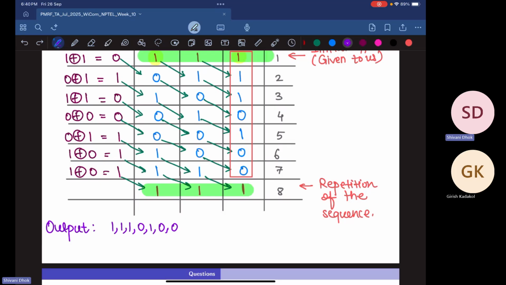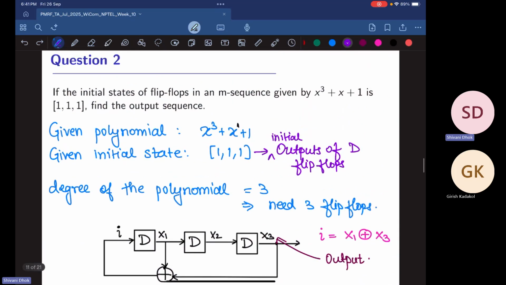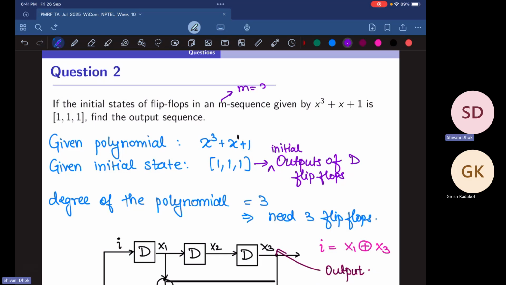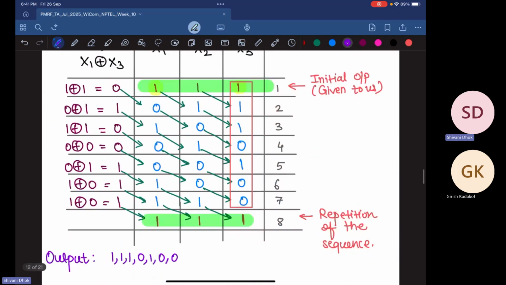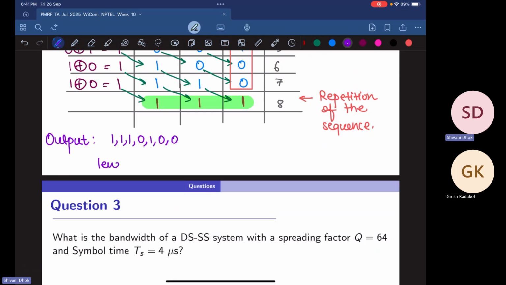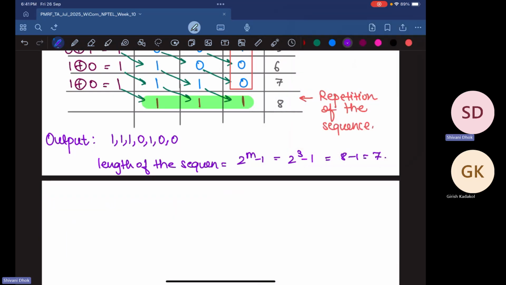Okay, so here our m was equal to 3, right? So the length of the sequence is 2 to the power m minus 1, that is 2 to the power 3 minus 1, that is 8 minus 1, which is equal to 7. Okay, so this is what we are getting. Now we just add one more page. So let me repeat it. Output is 1 1 1 0 1 0 0.